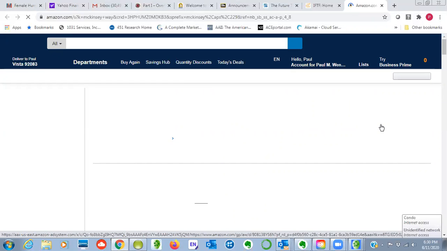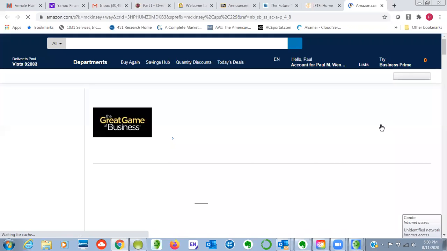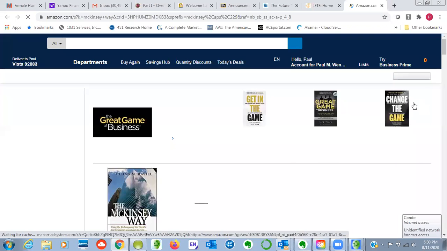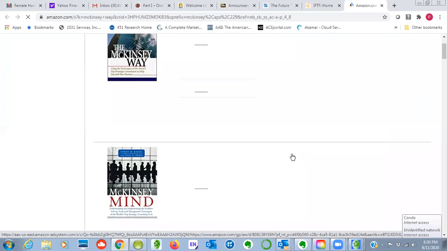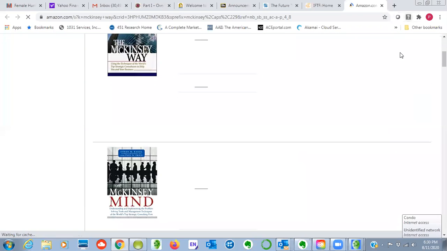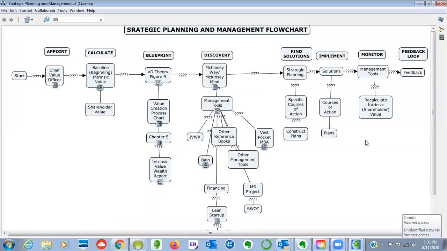The guys that wrote this book were two ex-McKinsey. It says my internet connection is unstable. I think that's not too true. So there's the McKinsey Way and the McKinsey Mind, the two books. I think they've written a couple others too, but those were the two I'm really referencing here.